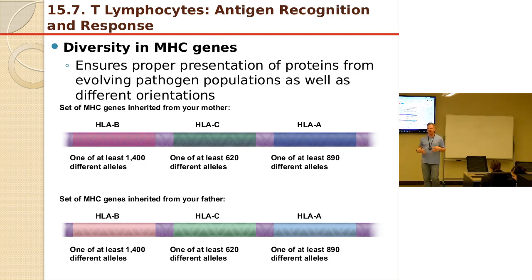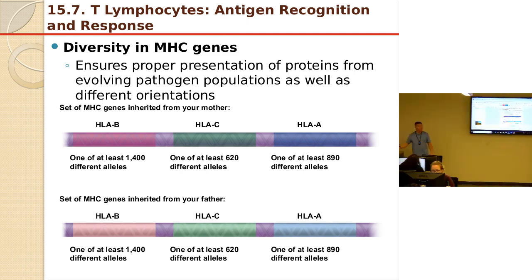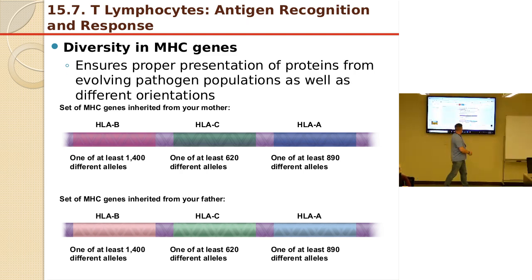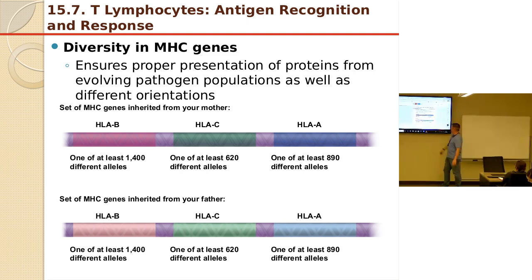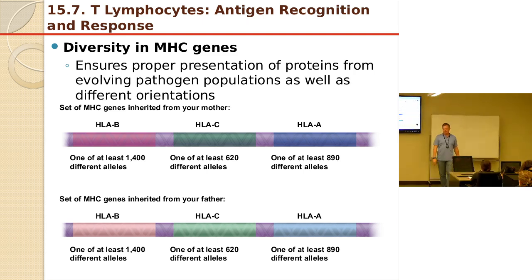These are all new viruses that humans have never come in contact with. But how is it that a lot of us already have a natural immunity to them? Well, it's going to be because of the diversity and the capability of us to develop and recognize antigens no matter what they are. So first, we're talking about the diversity in the MHCs, which ensures proper presentation of antigens from the evolving pathogen populations. What that's just referring to is all these different types of new diseases that are showing up on the scene.